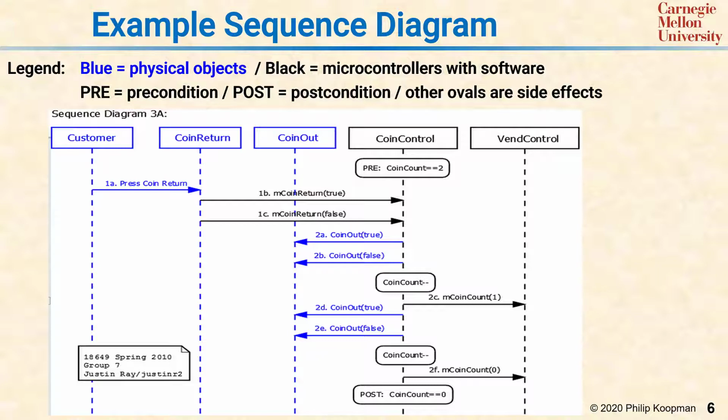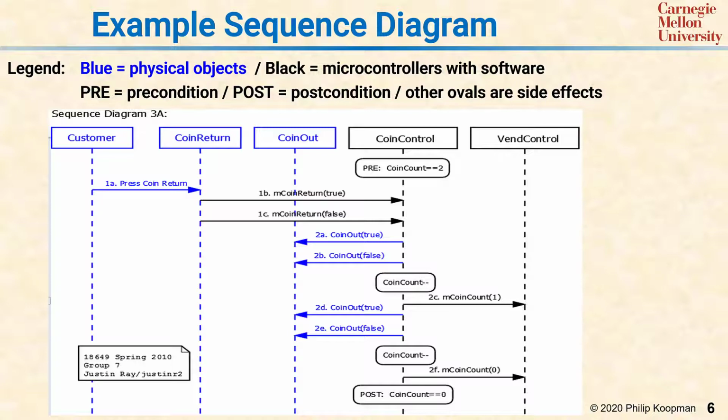Coin control dispenses the second coin, reduces coin count again, and at the end, because you started with 2 coins and coin count has been reduced twice, the postcondition is guaranteed to be that there are no coins left. And the vend control has been told this, as well as the coins actually being returned to the customer.